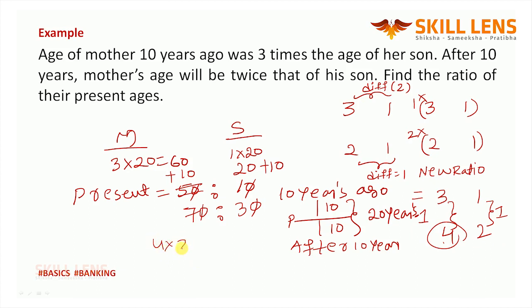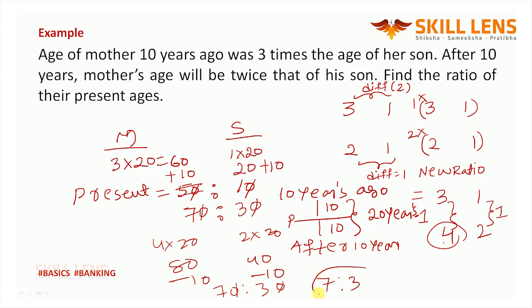Or you can do it with this. 4 into 20, which is 80. And 2 into 20, which is 40. So you have to go back from here. So minus 10, minus 10, which is 70:30. That is nothing but 7:3, which is going to be your answer.